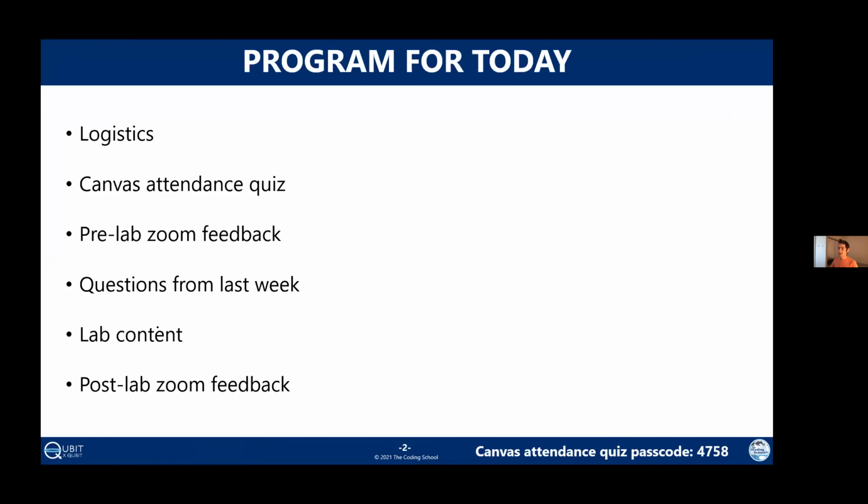So the quick program for today: I have one logistical note before we start. Then everything else pretty much looks the same. We'll have our attendance quiz and pre-lab Zoom feedback. One question that's not really from last week, but it did come up a lot in preparation for this week's material, so we thought we'd address it hopefully before it becomes a common question. And then we'll have the actual lab content and the post-lab Zoom feedback.